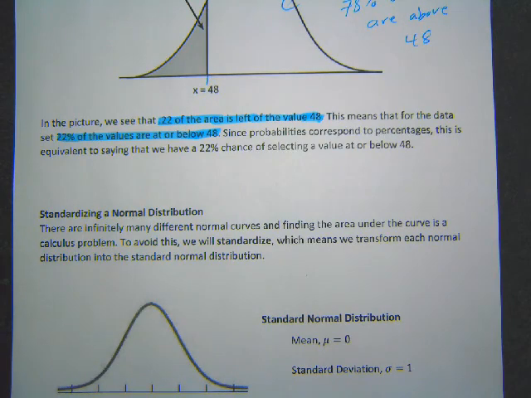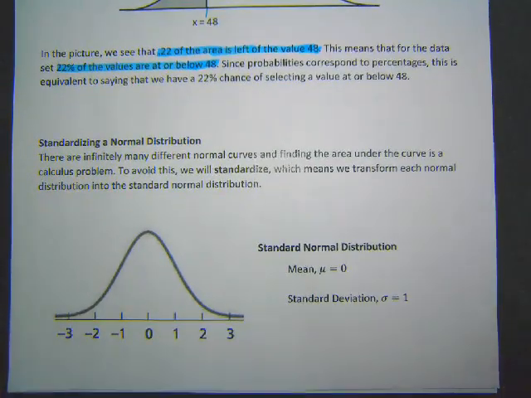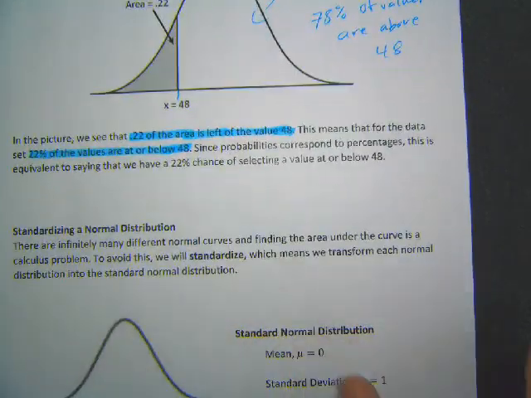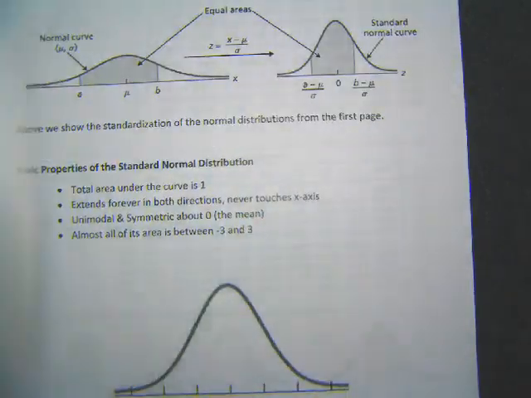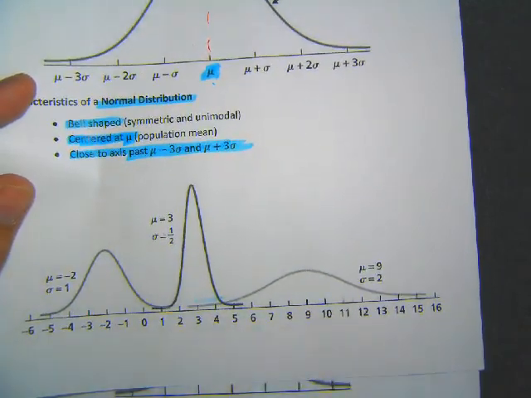This is not a calculus class, so we're not going to do any calculus. Instead, we figured out a way to make this simpler for ourselves. We took all the different random curves we could have. We saw on the previous page how there were all those different types of normal distributions, and they all look different, and they'd be different problems.